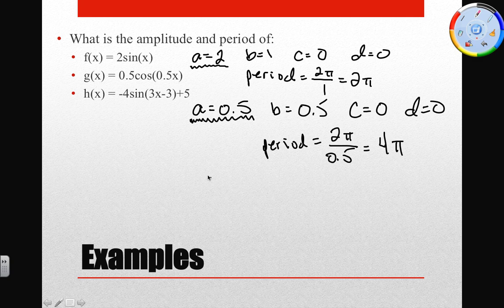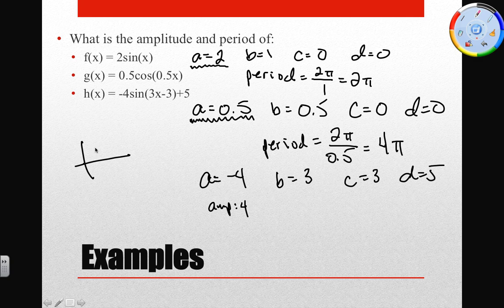So for h of x, A is -4, B is 3, C is 3, and D is 5. Now, technically amplitude is not -4, but I'm fine if you guys say that. Amplitude is just 4. It tells you how far up and how far down. The negative just flips me over. Normally sine would go up first. This sine is going to go down first and then up and over.